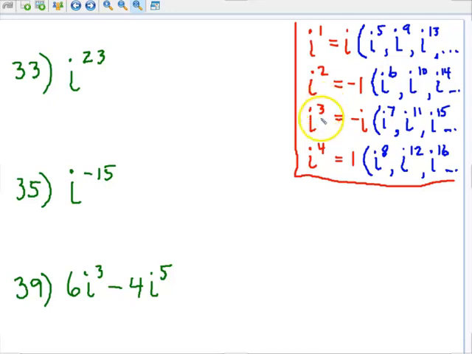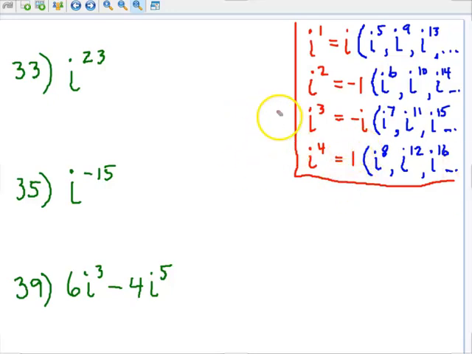The way we get I cubed, if you think about it, it's just I times I squared. Because whenever bases are the same, you add the exponents together. So I times negative 1 is negative I. And then I to the fourth is just I squared times I squared. It's like negative 1 times negative 1, which is positive 1.